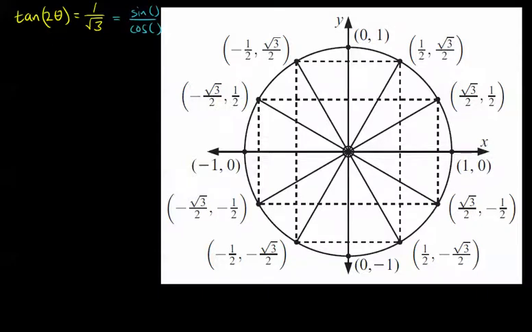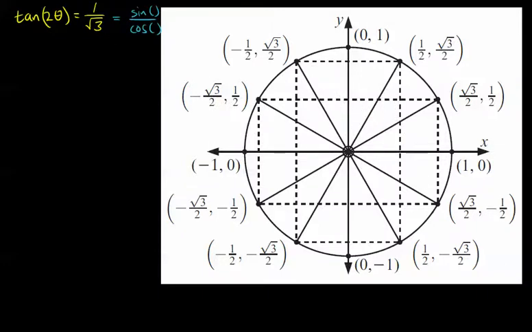But remember, the x component is cos of the angle that it makes with the x-axis, and the y component is sine. So we're looking for a coordinate that when we do the y part divided by the x part, we get 1 over root 3. So where does that occur? Is it this coordinate, that one? Well, let's just see.